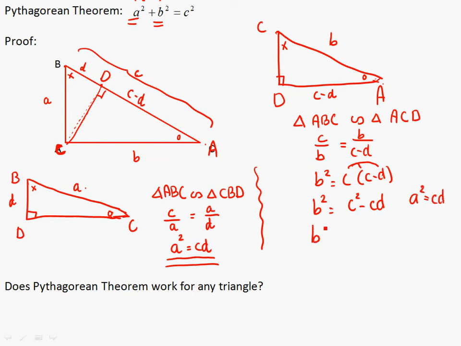So instead of writing that, I can write B squared is C squared minus A squared. Move this over, and you'll get A squared plus B squared is C squared, which proves Pythagorean theorem. Just one way that you can prove Pythagorean theorem. Okay? Based on similar triangles.